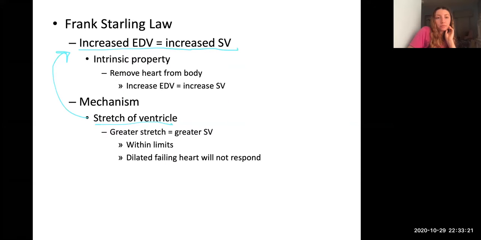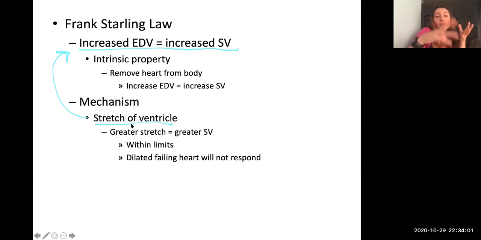Okay, so this increased end diastolic volume would also increase the stroke volume correspondingly. If you hooked up the heart, you could definitely see that the end diastolic volume, the volume at the end of atrial contraction, directly corresponds to the stroke volume, the amount of blood expelled by the ventricles.